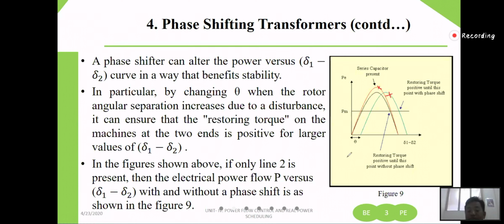This is just a graphical representation of power flow versus delta 1 minus delta 2, that is, electrical power flow PE versus angle. This type of graph is used for stability analysis. Now let's forget about the red and blue lines. First see what happens initially. It will start from here, and similarly it will start like this. For half a cycle, I have shown the power flow like this.